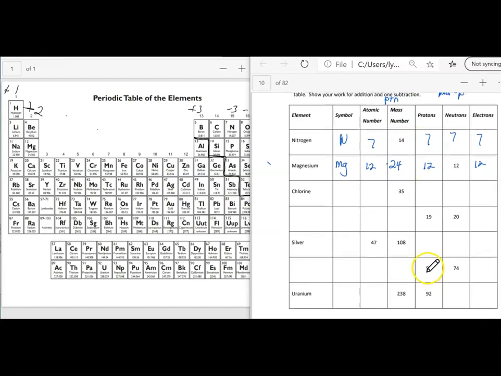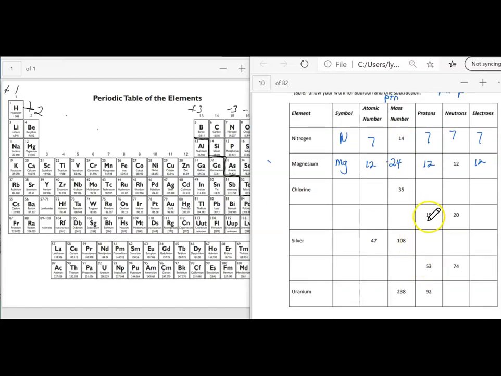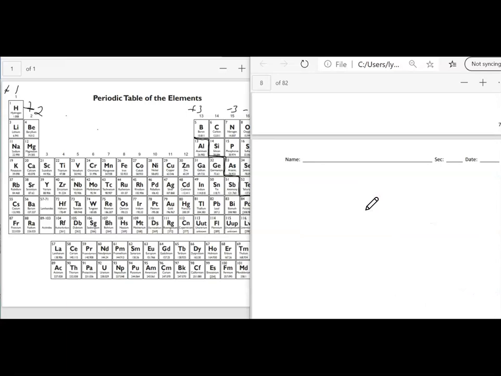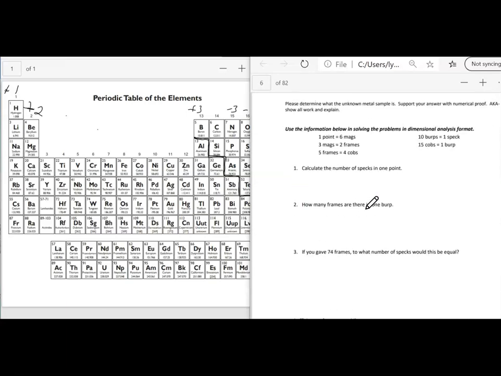Let's go down here to this one. Protons is 19. That means our atomic number is 19. So we come over here and we see that 19 is K for potassium. And then our mass number, we're going to add neutrons plus protons, so that's 39. And then our electron number is 19. All right? So just practice this and work on your homework. And this, again, is a good study guide. And this is the last lecture material for this particular unit.